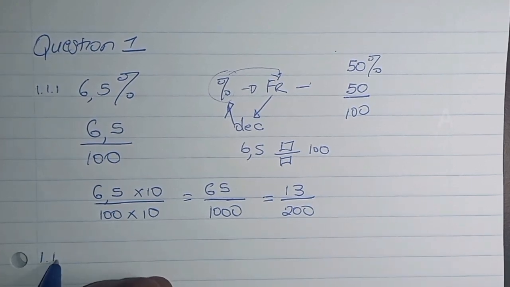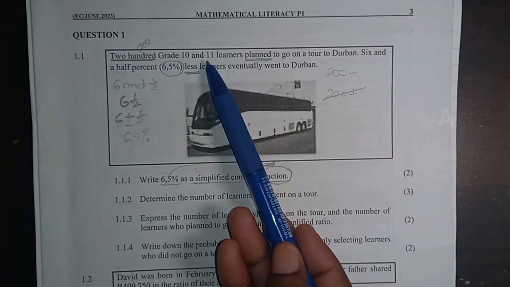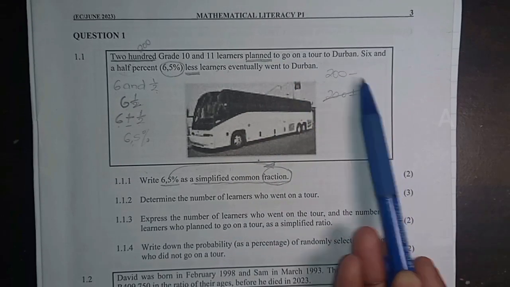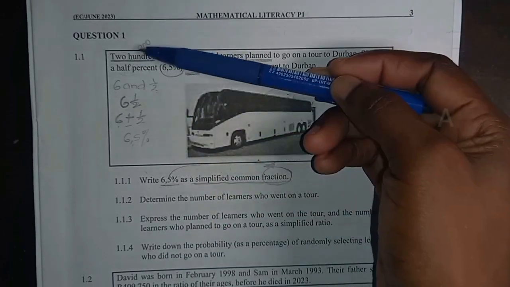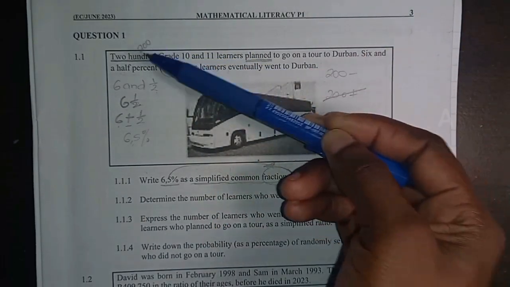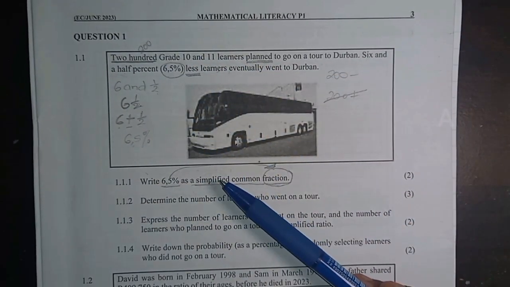So we're going to go to 1.1.2. Determine the number of learners who went on a tour. Before we just go to the statement, I'm assuming at this point that there are learners who did go and then there are learners who didn't go. But I'm going to go back to the statement and find out. So the statement said 200 grade 10 and grade 11 learners planned to go. And then 6.5% of them did not go. So like I said, 200 were supposed to go, but then less than 200, less by 6.5% went there.